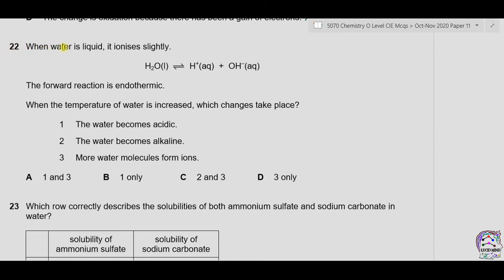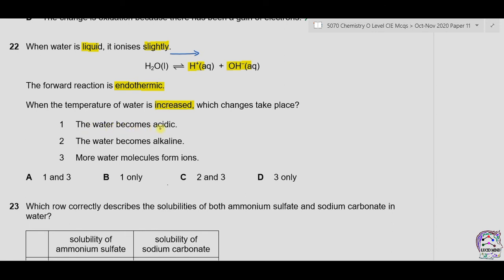Question number 22. When water is liquid, it ionizes slightly and forms H positive and OH negative aqueous. The forward reaction is endothermic. When the temperature of water is increased, which changes take place? As this is an equilibrium reaction and the forward reaction is endothermic, if we increase the temperature, water will move towards formation of ions and the reaction will move to the right side.